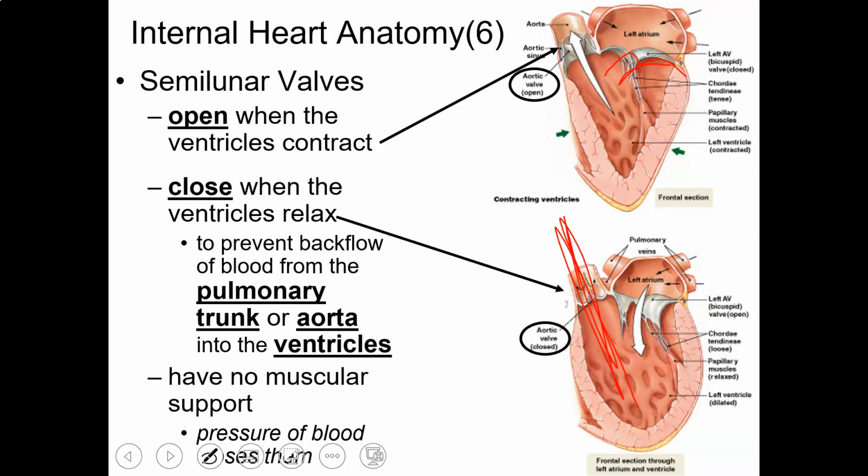These don't have strings or muscles supporting them. All that keeps them open or closed is pressure. There's pressure here in the blood vessel that pushes back on that valve and keeps it closed.